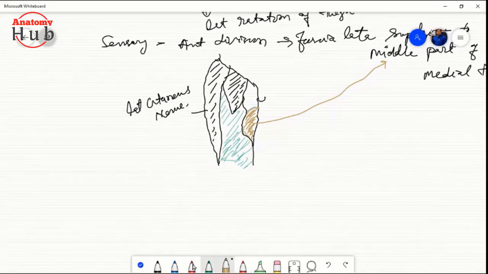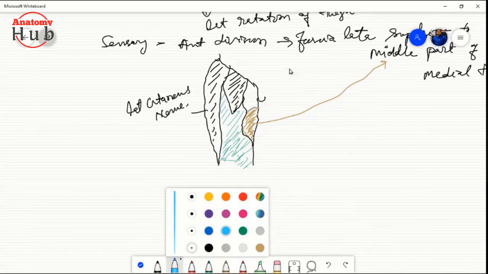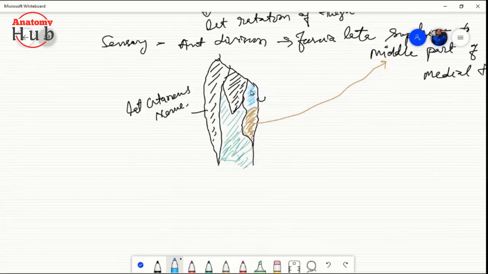You have another part over here, right? This part is supplied by the genitofemoral nerve. What is that? Genitofemoral nerve. Because here you will find the scrotum, suppose, and this scrotal part, or in a female the labia majora, mainly the sexual organ, along with the upper medial part of the medial compartment of the thigh.